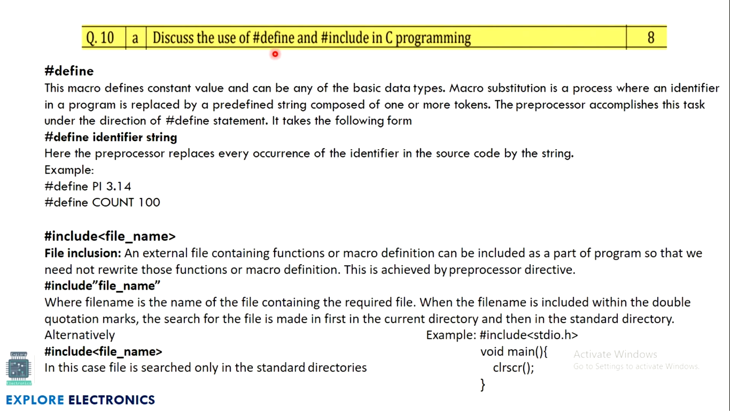Now discuss the use of hash define and hash include in C programming. So we all know what is hash define and why we use hash include, so you can explain them. You can also give an example like how in a program we can use this hash define. So you can take an example of this pi, which you are saying as 3.14. So you can easily write a small example to explain this. Similarly for hash include, that means to include any files, you can use hash include. Just a brief explanation on them and a small example.